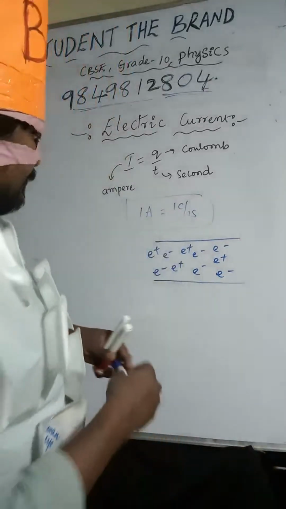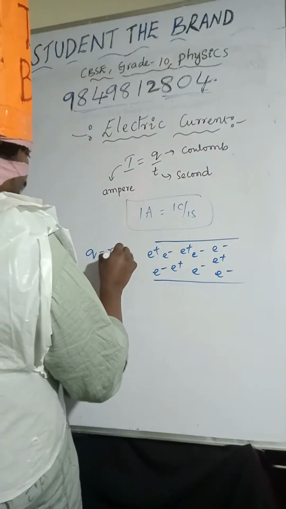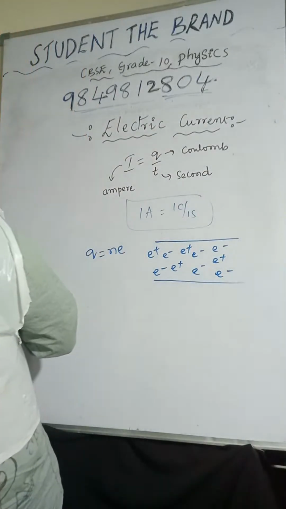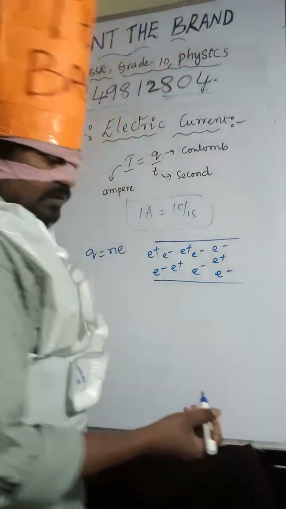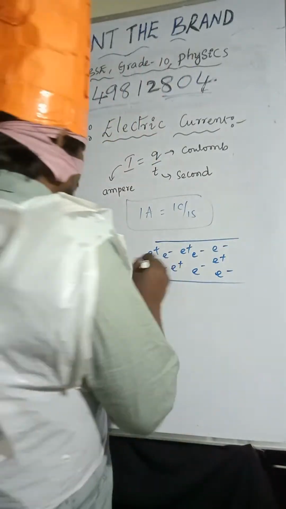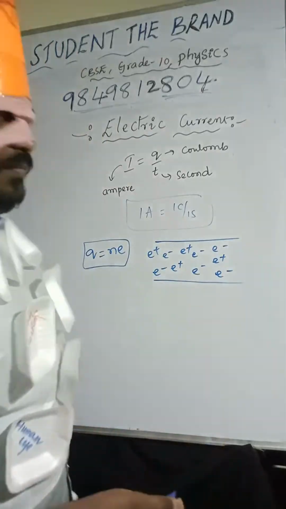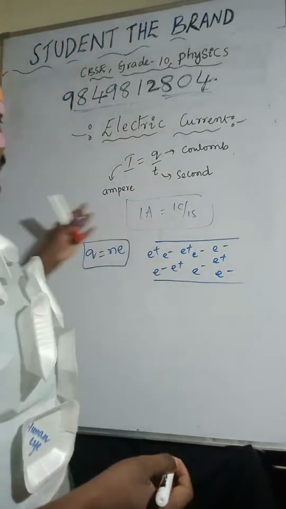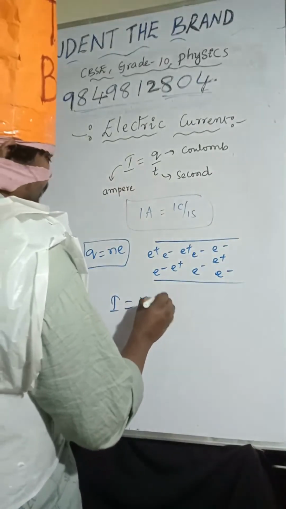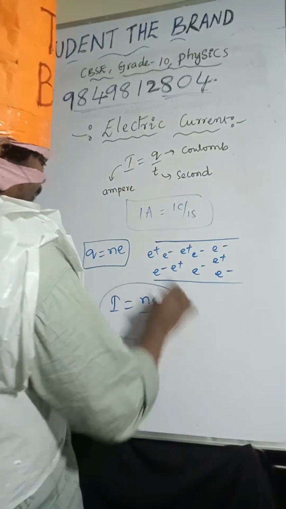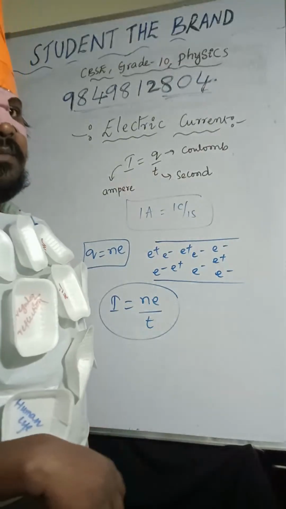Now we can take Q equal to Ne. Plus or minus we are taking, plus or minus meaning positive charges are there, at the same time negative charges are there. So that's why I equal to Ne by T. Then we can take the number of charges.